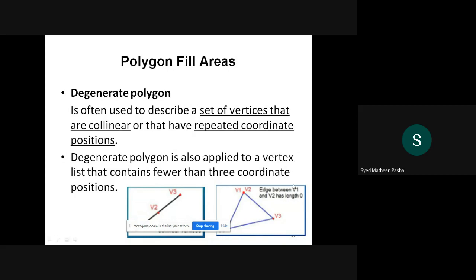So in the second example, you can see here the edge between V1 as well as V2 has length 0. V1 as well as V2 are represented as a single edge where it is sharing different vertices. I can tell different edges there. I can call this an example of a degenerate polygon.